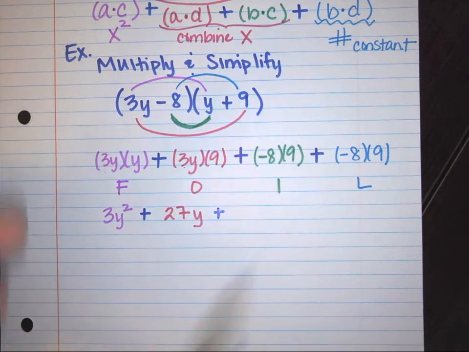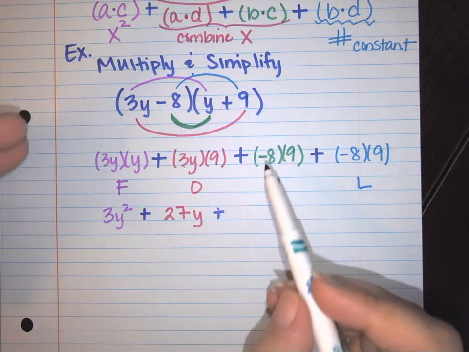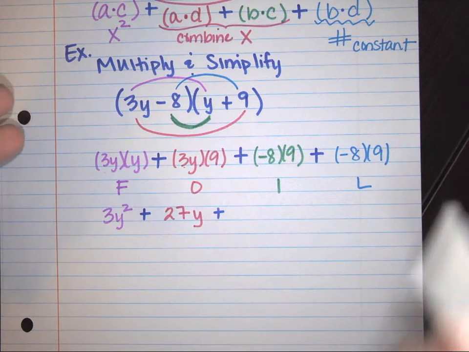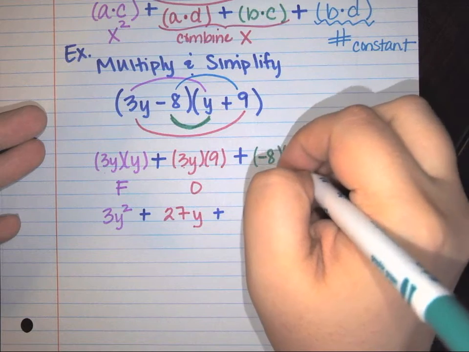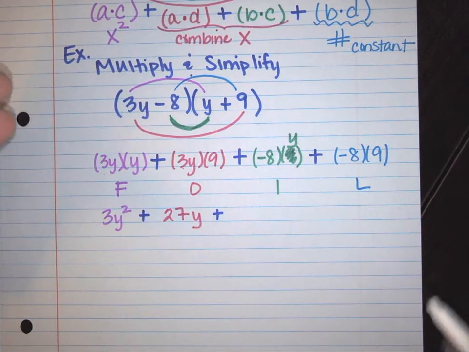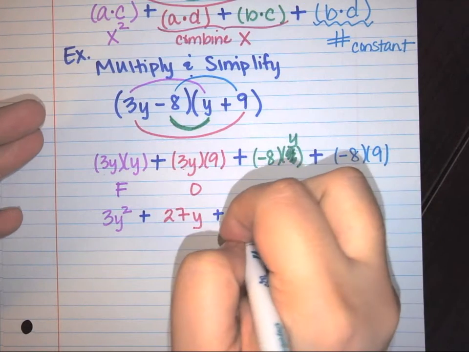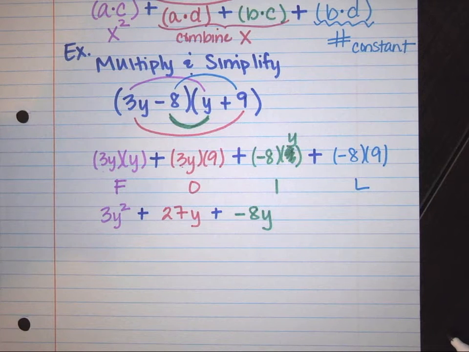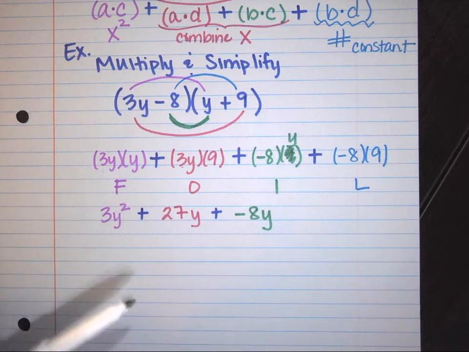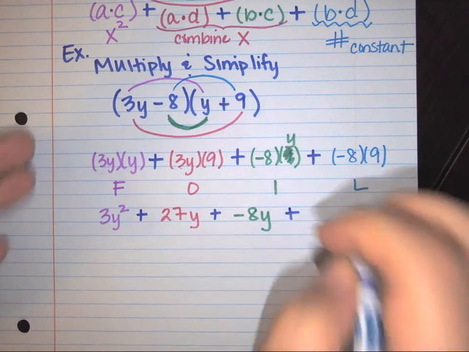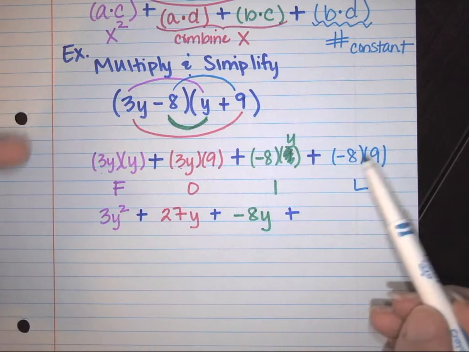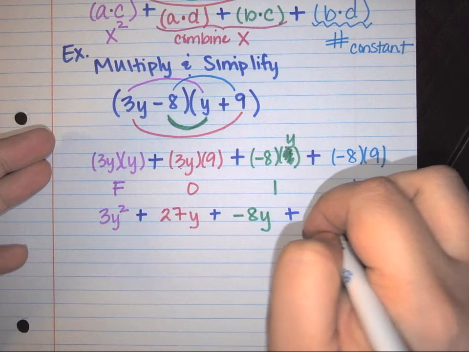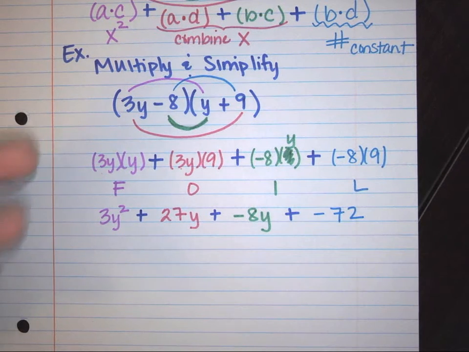I am adding this into the next part of my sequence, and I have negative 8 times y. So here this becomes a negative 8y. Okay. I got to add it into the last part of my sequence, and here I have negative 8 times 9, and this becomes a negative 72.